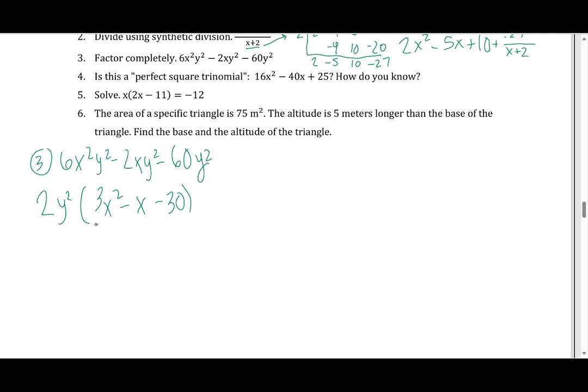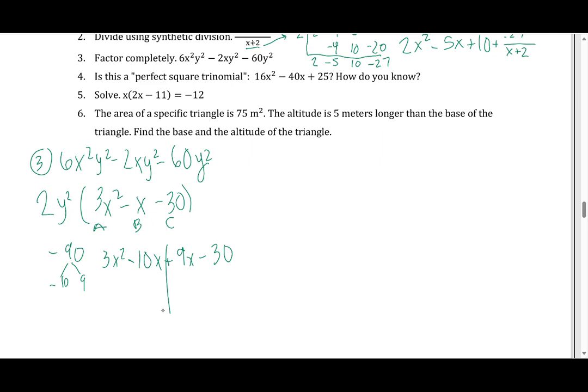I'm going to multiply 3, here's a, b, and c, times negative 30, so that's negative 90, and I need 2 terms that will add up to be negative 1x, but multiply to be negative 90. So that's going to be negative 10 and 9. So I'm going to ignore the 2y squared for now, but I'm going to put that back in later. I'm just going to add in negative 10x and positive 9x here in the middle to make that negative 1. We're going to chop it in half.